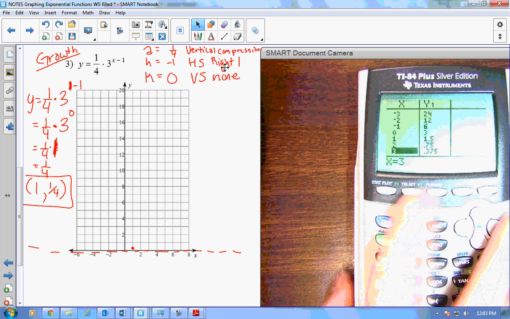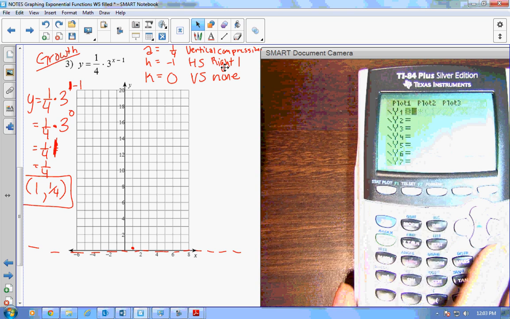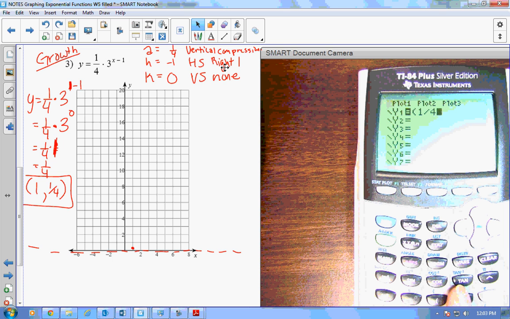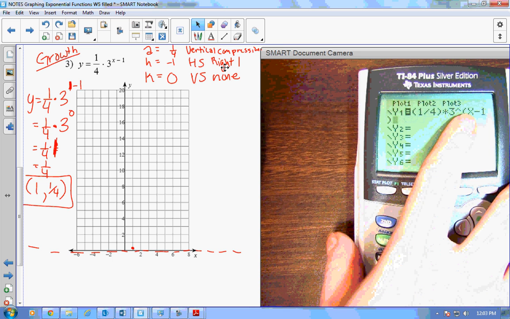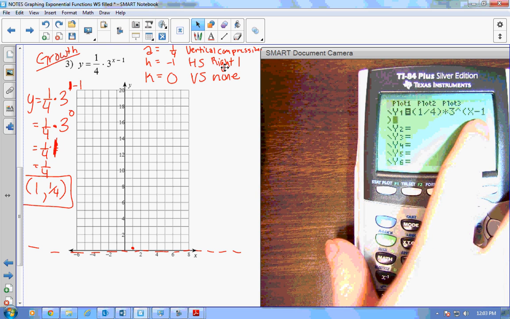Okay, Jeff, what do I do? Y equals. Now the 1/4, how do I type in 1/4? 1, divided. Excellent. That's how we do fractions, with parentheses and division. Okay, times 3 to the x -1. Notice I'm putting parentheses around x -1 because there are 2 things in the exponent. I need to group them together.